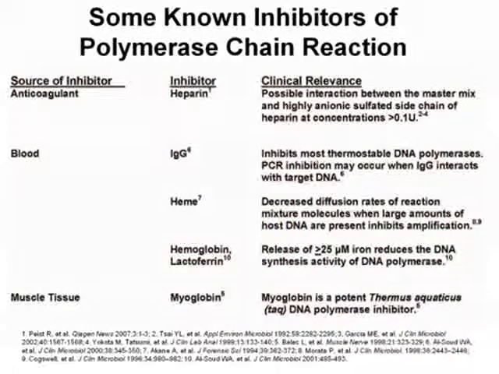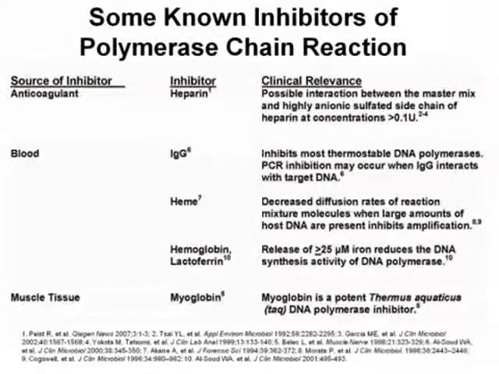This table lists some known inhibitors of PCR in particular, besides the common inhibitors EDTA and white blood cells. The column on the far left lists the source of inhibitor. The middle column lists the inhibitor name, and the far right column describes the clinical relevance of the inhibitor.